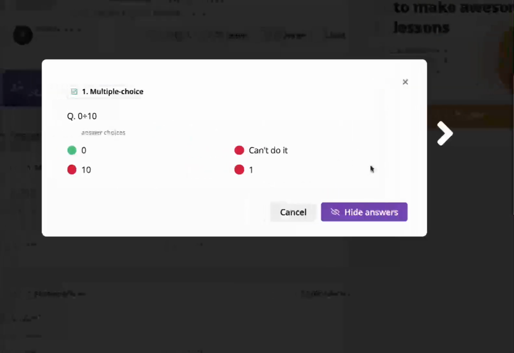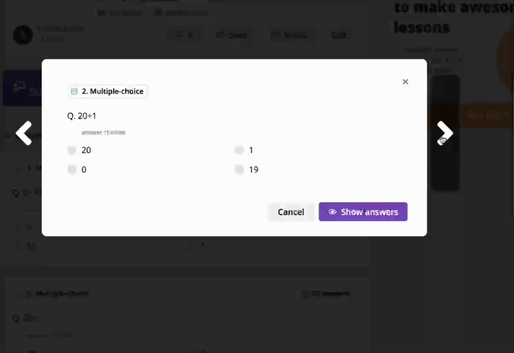0 divided by 10 equals 0. Teacher, how? You cannot divide by 0, but you can divide 0 by any number. 0 divided by any number equals 0. If I change the order, 10 divided by 0 cannot be done. Okay, now I got it.